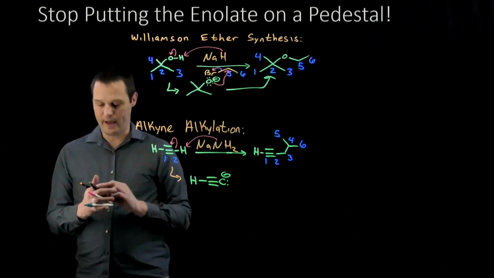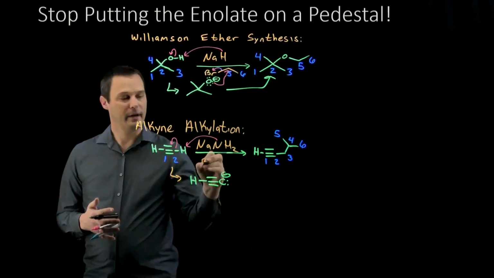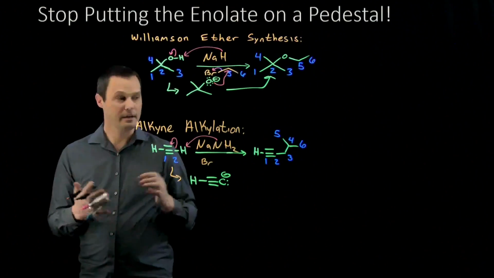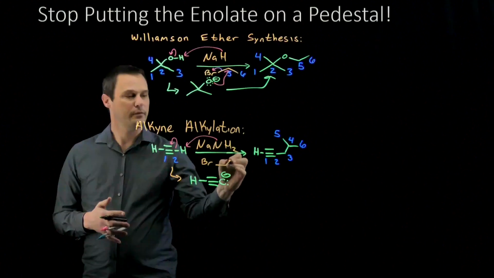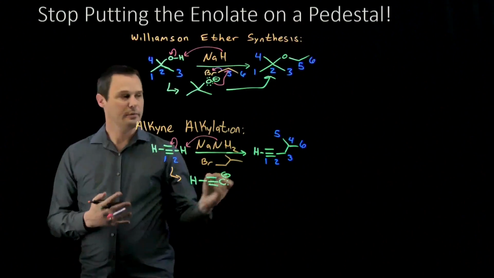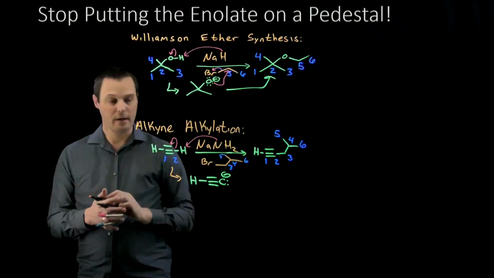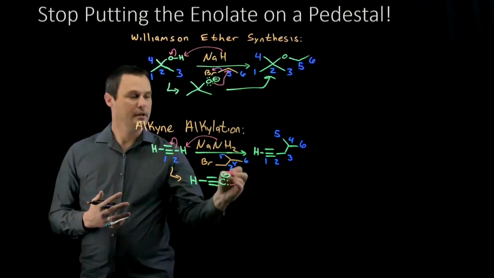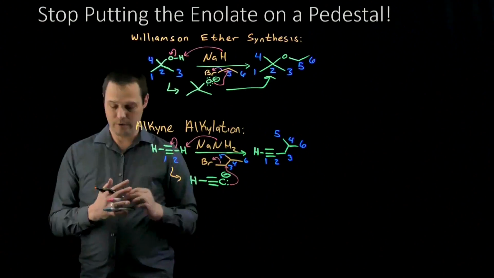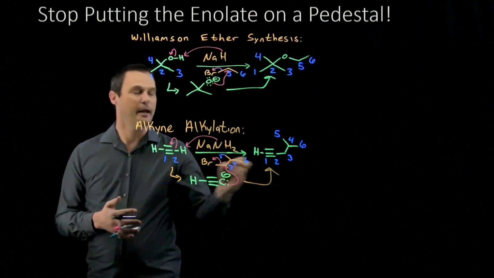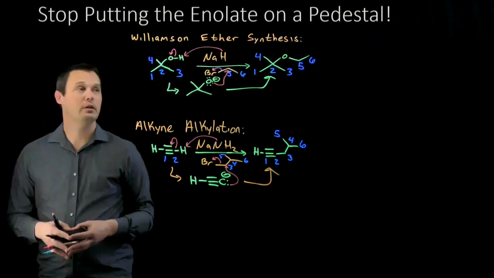That negative charge can act as a nucleophile and attack some kind of alkyl halide that has the rest of the molecule attached. Here, it would have to have carbons 3, 4, 5, and 6 attached. This would be the alkyl halide we would use in this synthesis to make this longer alkyne. The nucleophile on carbon can attack carbon 3, kicking out the leaving group, and that will form the final alkyne alkylation product. So what can we say about all of these types of reactions?